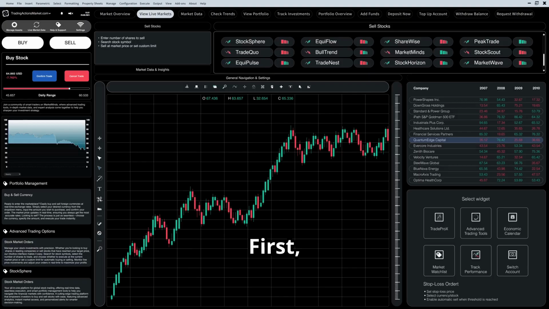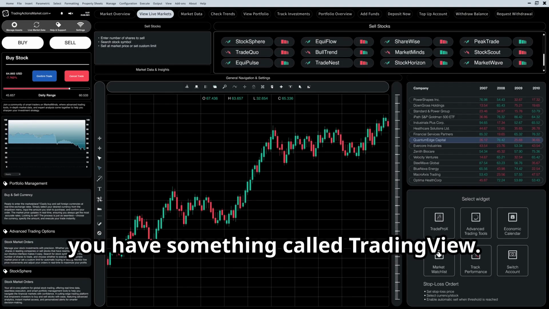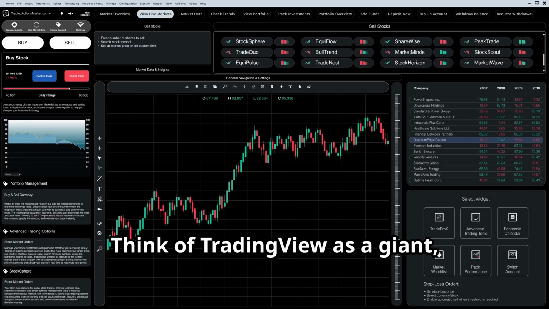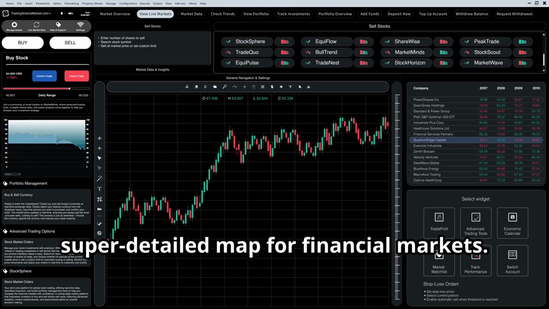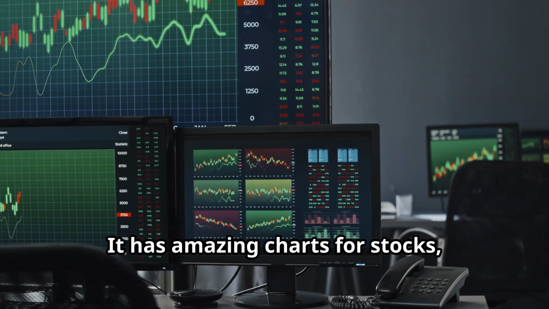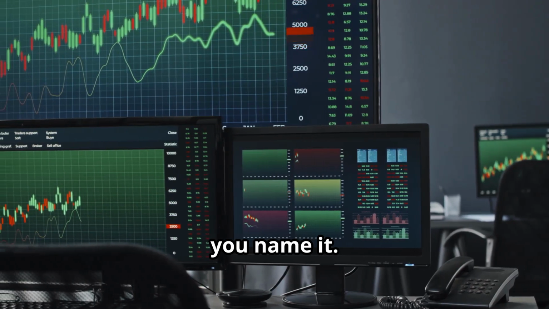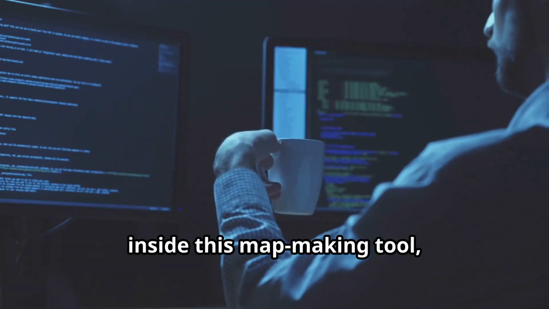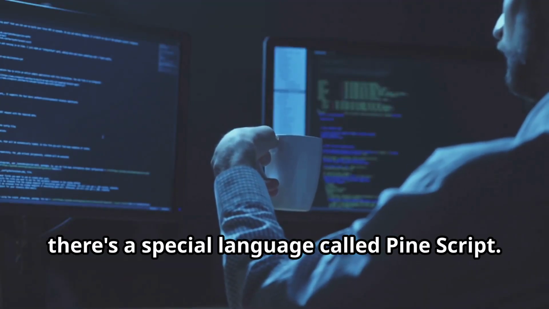Let's break this down. First, you have something called TradingView. Think of TradingView as a giant, super detailed map for financial markets. It has amazing charts for stocks, crypto, forex, you name it. Now inside this map-making tool, there's a special language called PineScript.